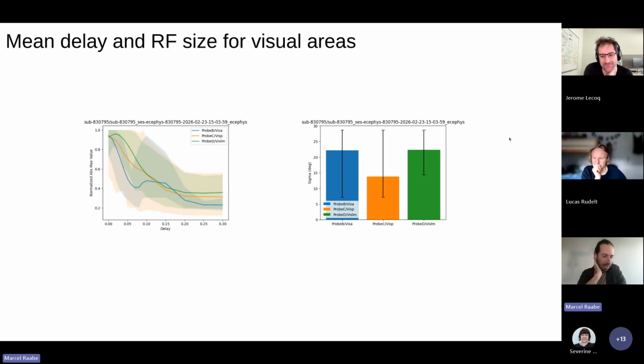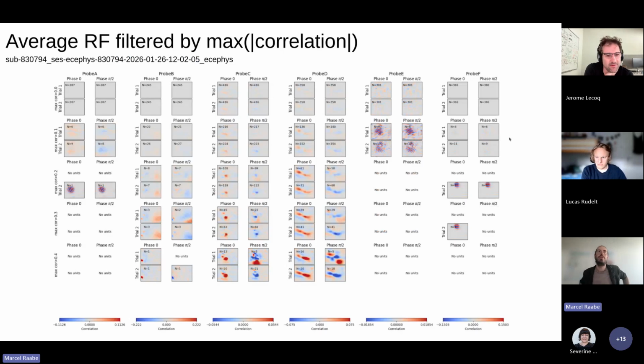But next, I wanted to have a look at the average receptive fields, and for this I have this figure. Here I'm showing all the probes, probe A to F, and what I'm doing is basically I average all of the correlation maps I'm finding. When you focus on the first row, where we sum over all the units, we see basically not a lot because everything averages out, which is already a nice finding because this is something we would expect.